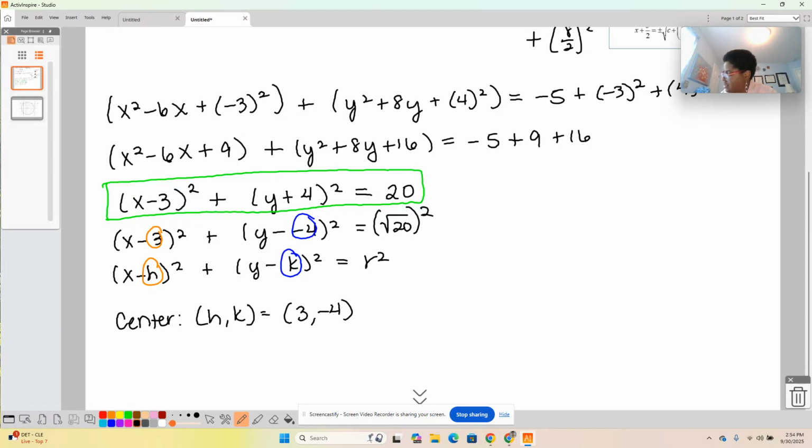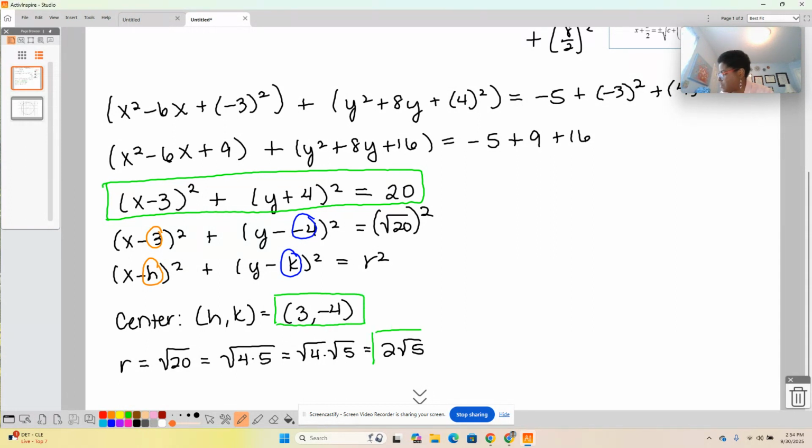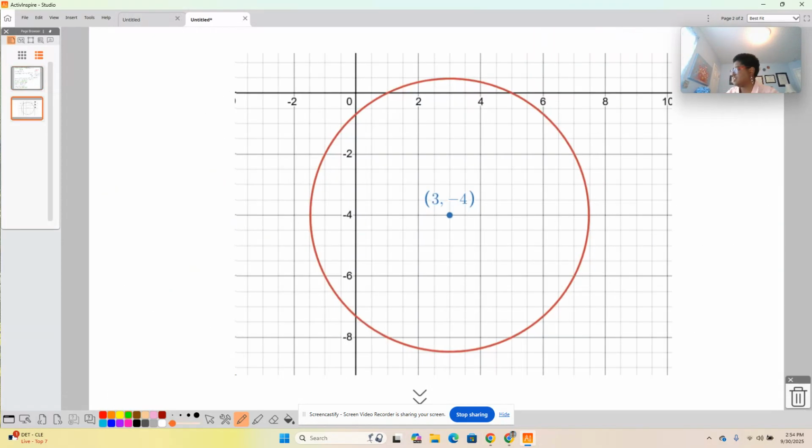And then the radius r, we can see, is the square root of 20, which we can simplify as the square root of 4 times 5, which equals the square root of 4 times the square root of 5, which equals 2 times the square root of 5. So the center is 3, negative 4, and the radius is 2 times the square root of 5. And this is what our circle looks like. There's the center at 3, negative 4, and the radius would be 2 times the square root of 5.